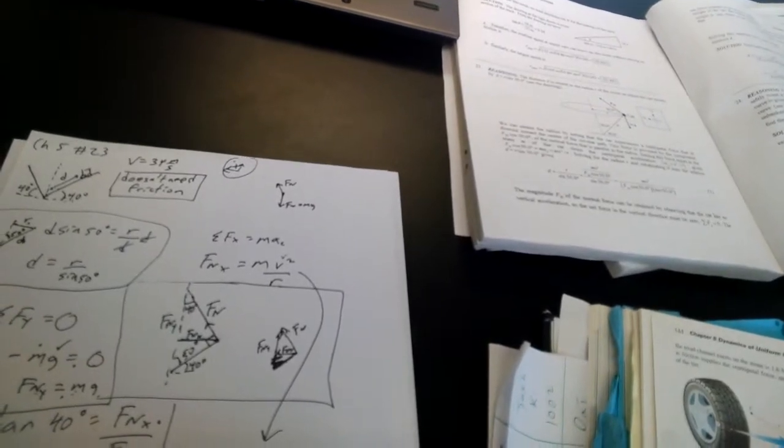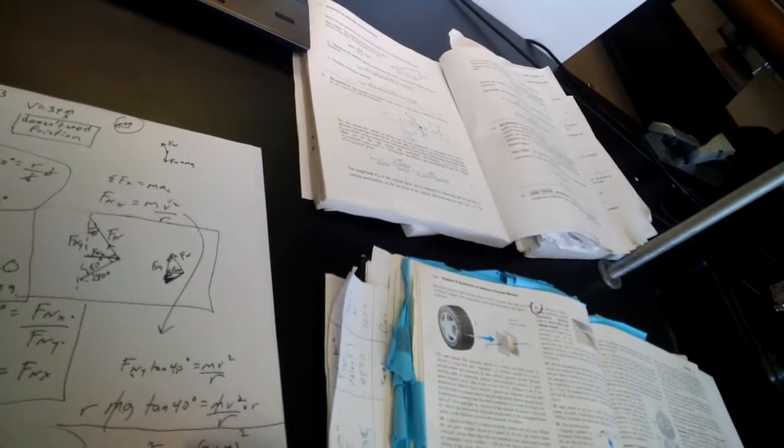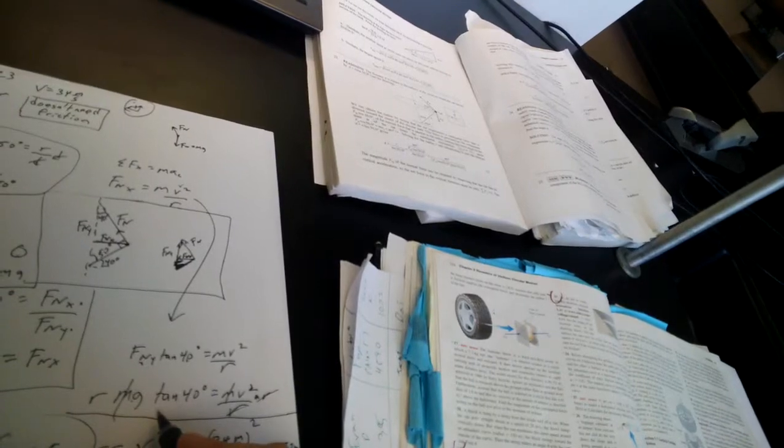Plugging in for Fnx, Fny tan 40. That looks good. Plugging in for normal force in the y direction, I get to plug in mg, yes. So mg tan 40 equals mv squared over r. That all looks good. So it's got to be something here at the end. The physics is right up till this line at the very least. So m cancels out, and then I multiplied both sides by r. So the r's over here cancel, and I get, oh, there it is.